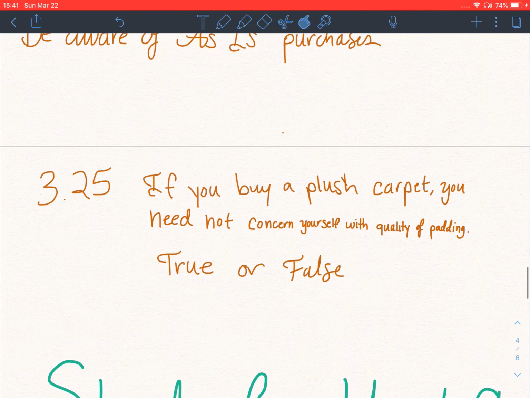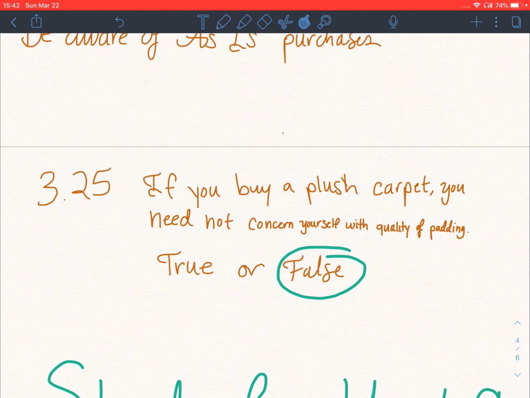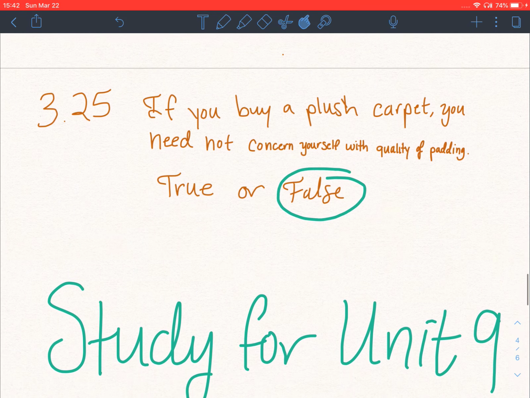And the last problem we're going to do, since you guys have a very limited amount of problems this week: question 325 says, if you buy a plush carpet, you need not concern yourself with quality of padding. Is that true or false? I'll give you guys a second, but the answer is false. You do need to be concerned with it because that's what's going to go under your carpet and make your floor plushy.